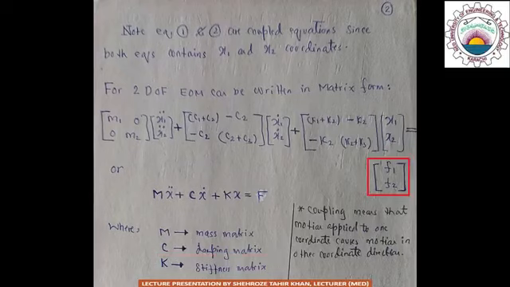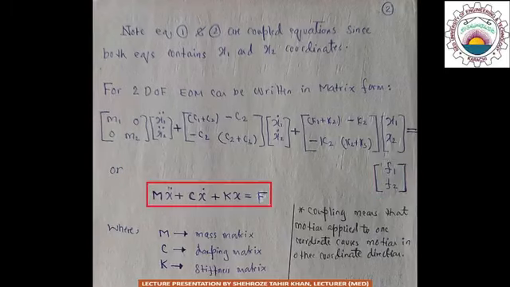Or in the general form, we may write the above matrix equation as follows: m x double dot plus c x dot plus k x is equal to F. So this is the general equation of motion for a 2 degree of freedom system, and for a 2 degree of freedom system the following points should be noted. All the matrices that are shown above are 2 by 2 matrices, since there are only 2 equations of motion involved, and these are symmetric matrices.